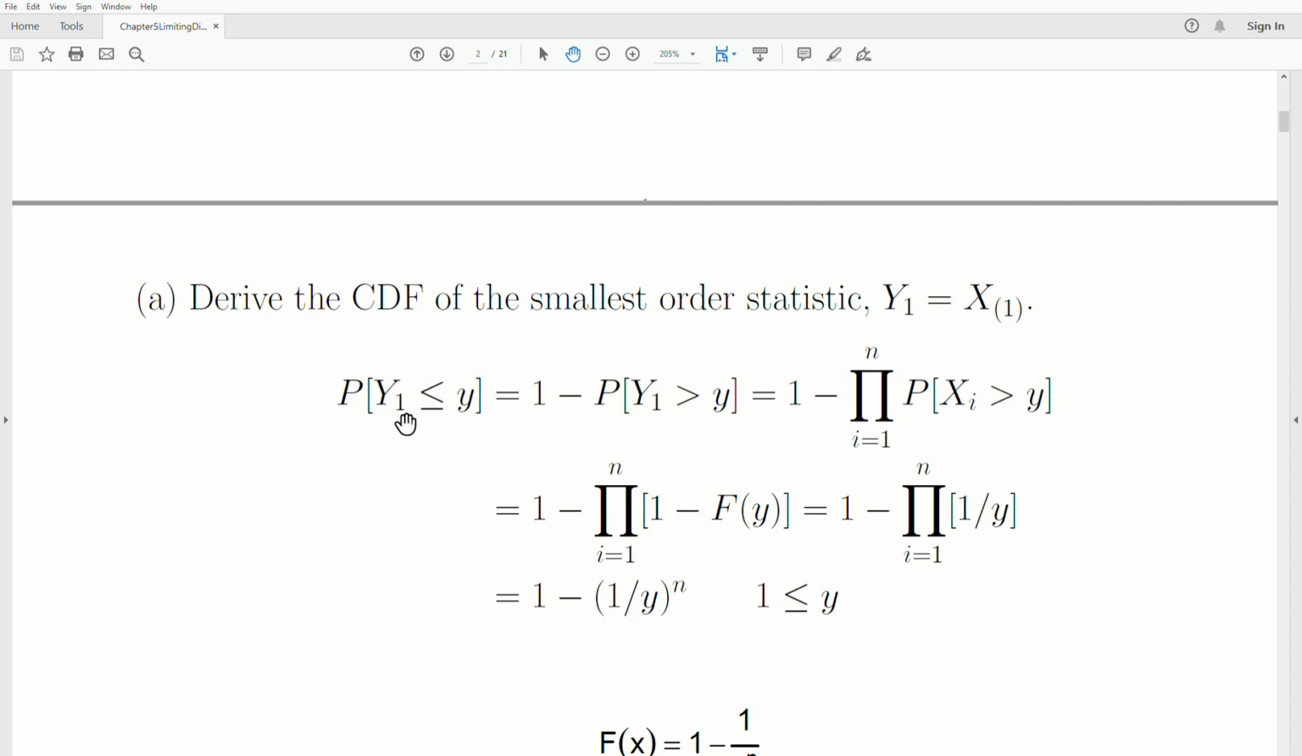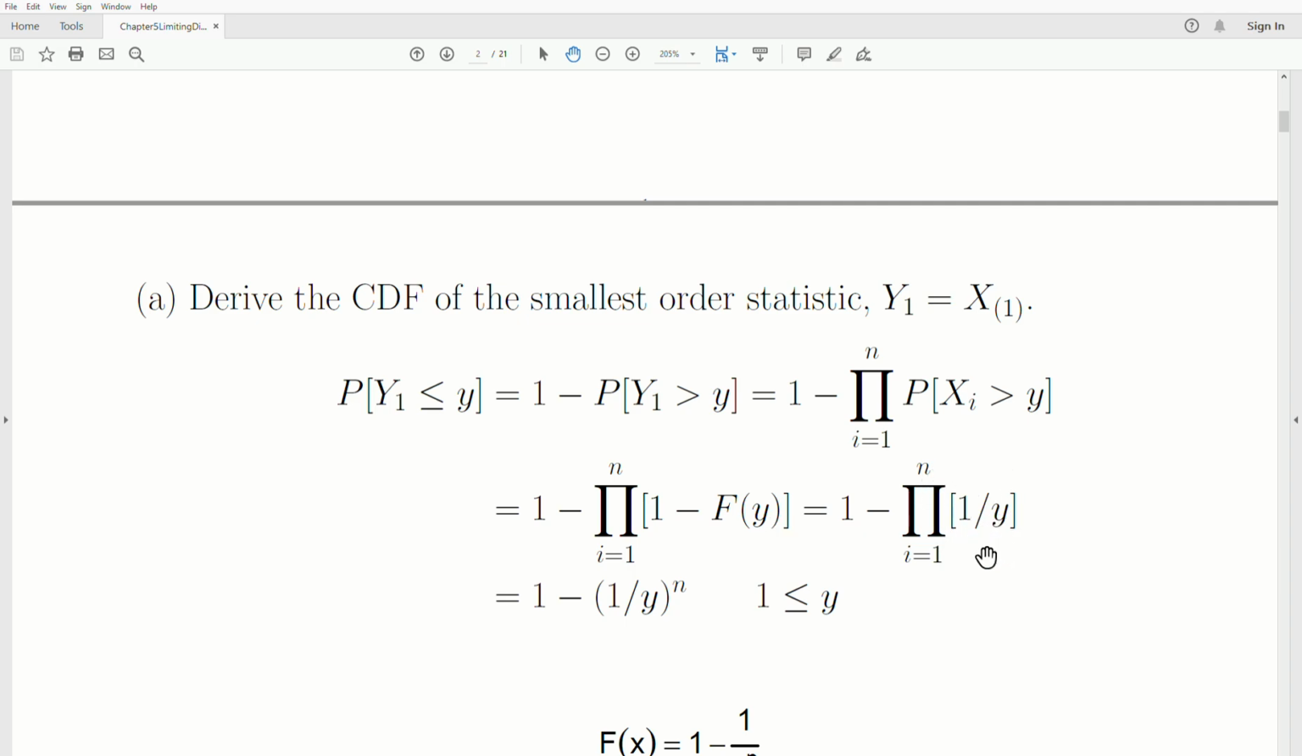Now, since it's the minimum, the trick is to look at its complement, 1 minus the probability that Y_1 is greater than y. If the minimum is greater than y, that means every data point in our sample has to be greater than y. So it's the probability that every data point, X_1, X_2, through X_n, is greater than y. But the probability that X_i is greater than y, we can look at its complement, 1 minus the capital F(y). But this was the formula, 1 minus 1 over x. When we plug this in, we get just 1 over y. I said x, but y, 1 over y.